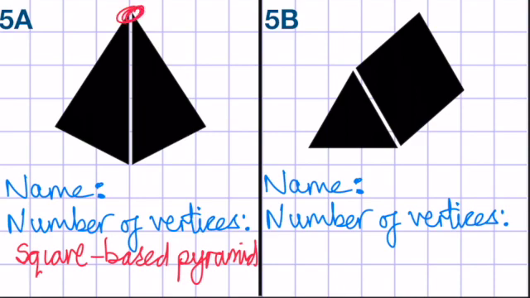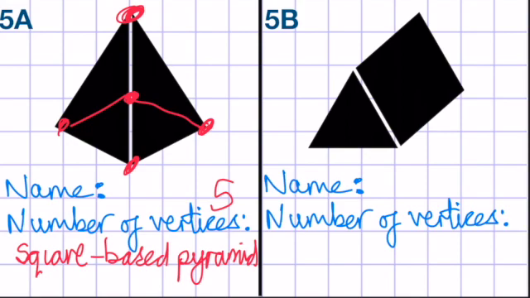Now, vertices are the pointy bits. Now, there's one on the top. It's a square on the base. So we know that a square has 4 corners. Now, you can only see 3. One of them, if I draw that on, one of the other vertices is there. So this has 5 vertices.